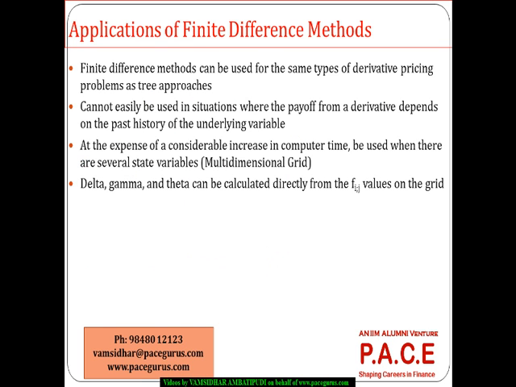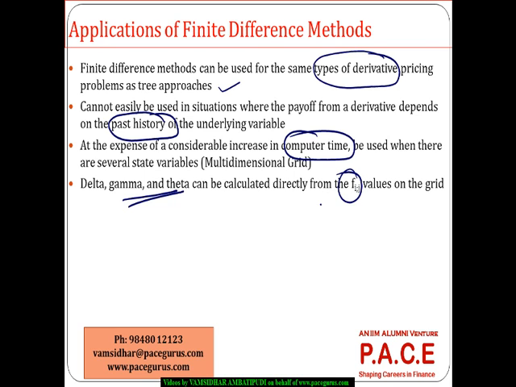The assumption remains the same for the explicit method. In terms of application, if I am going ahead with the same type of derivative problems as the tree, I can use the finite difference approximation. The major thing is, if the payoff depends on the past history, this plays a very important role, like a Monte Carlo simulation. Of course, it increases my computation time because I have to create a big grid, and delta, gamma, theta can quite comfortably be computed from the f i j values that I have on the grid.